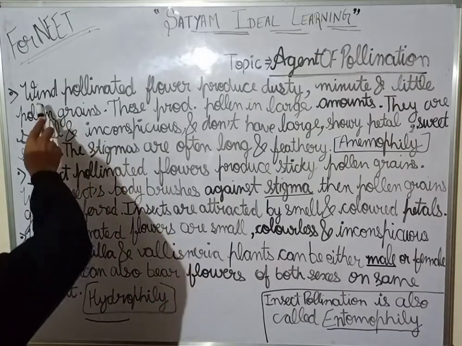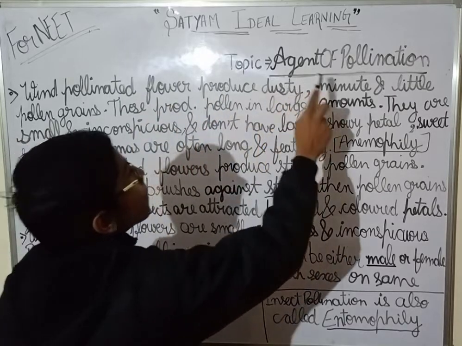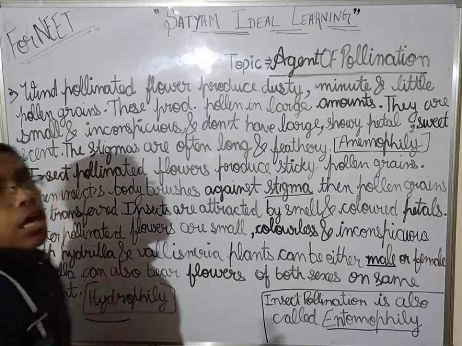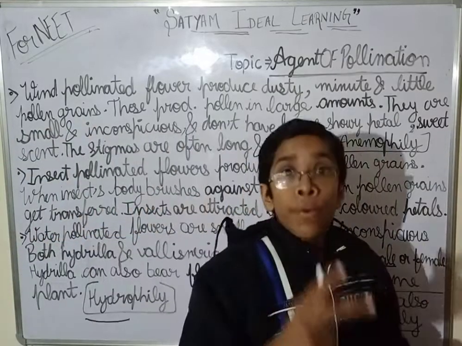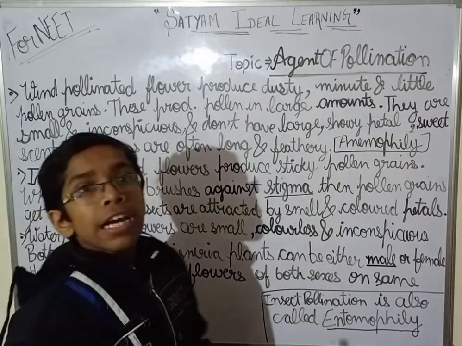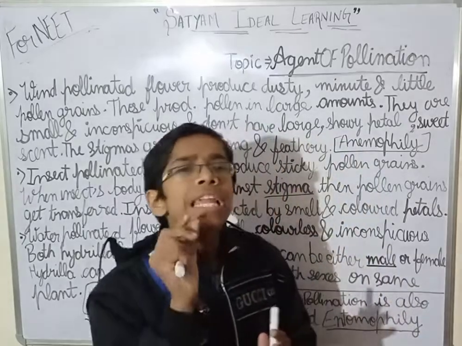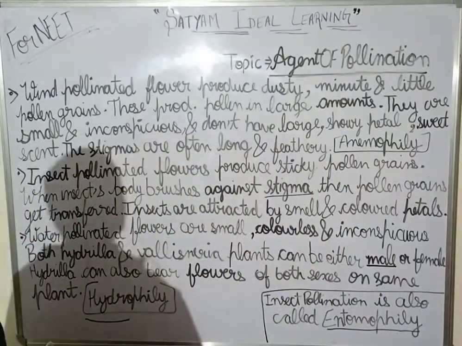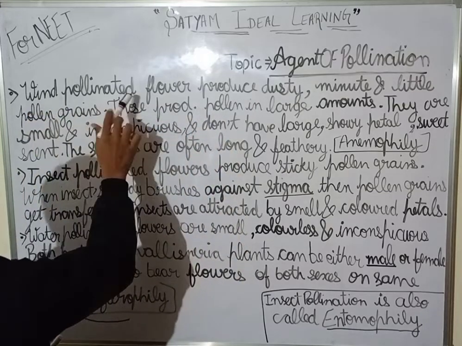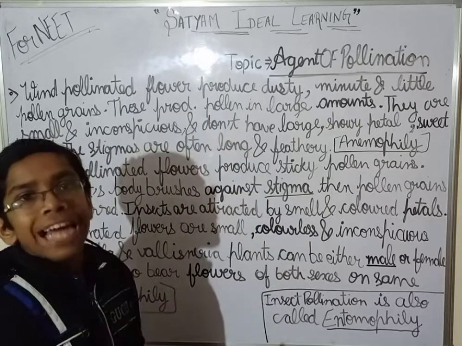Wind pollinated flowers produce dusty, minute and little pollen grains. The pollen grains produced by wind pollinated flowers are very dusty, very minute and little. They also produce pollen in large amounts.